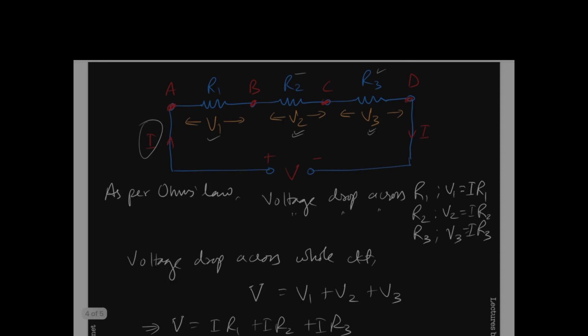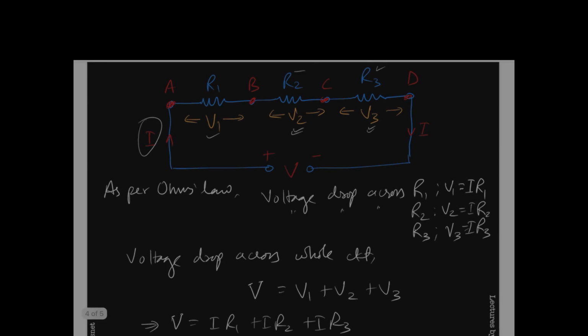Now, the way we dealt with R1 and the drop across it, R2, and R3, what is the drop across terminal A and terminal D as a whole? This was across terminals A and B, V1. Across B and C, V2. Across C and D, V3. Cool, nice. But what's the voltage drop across A and D then?